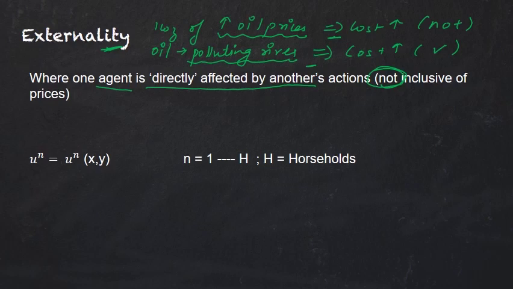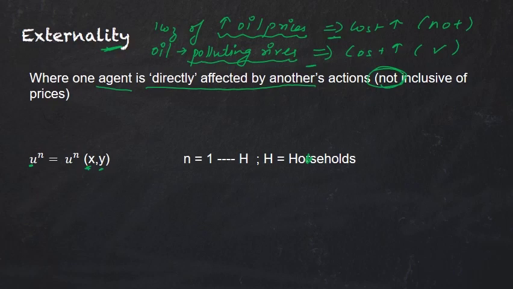Right? To take an example, let's suppose there's a person who has a utility function of U. So we are saying H is households, and households are any number from 1 till H, right? And so that's why the utility function of any one person out of those H people will be U is some function of X and Y. X is the private good and Y is the externality.